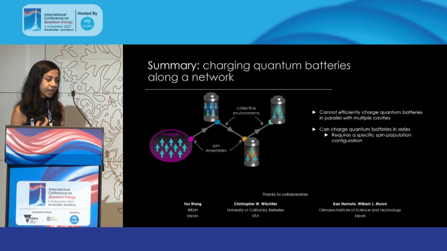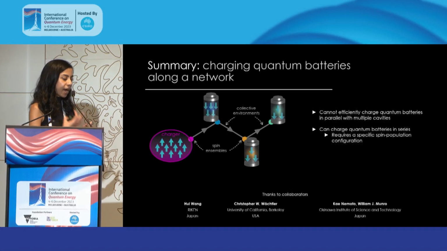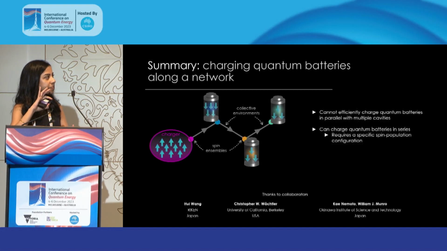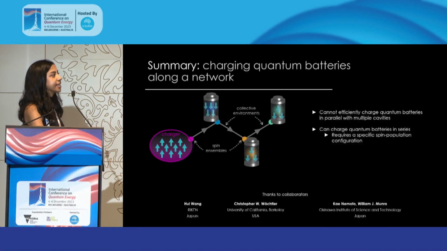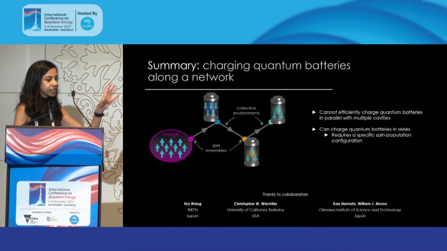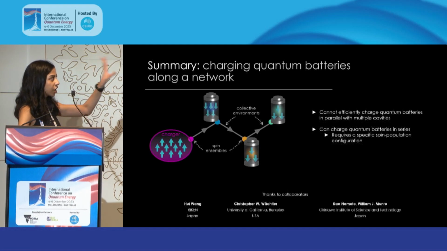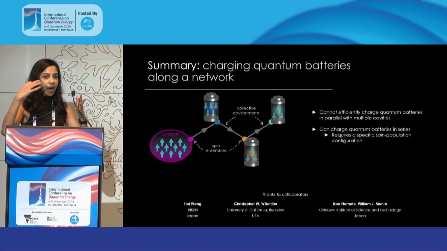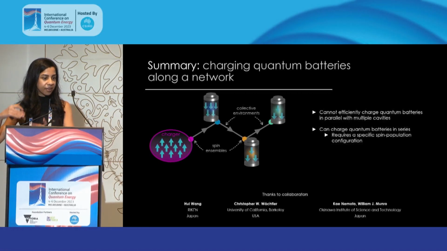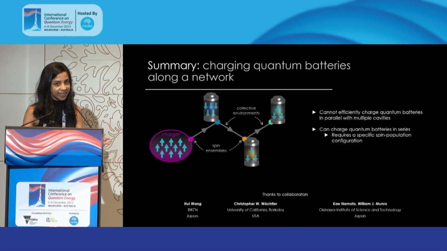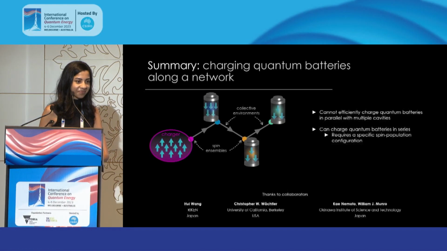So we know that we can't charge in parallel with multiple cavities. We know that we can charge in parallel with a single cavity, but we can charge efficiently in series, but we need that specific spin population configuration of the charger being much bigger than the second battery, which is then much bigger than all of the other following batteries. So with that, I want to thank my collaborators and thank you all for listening. I'm happy to take any questions.